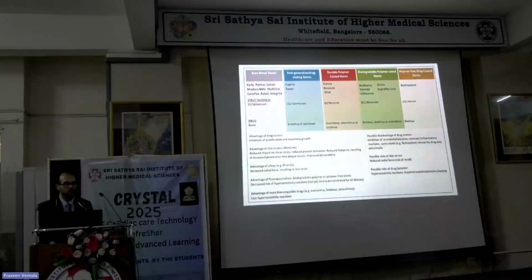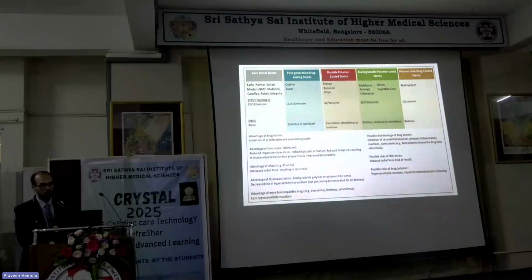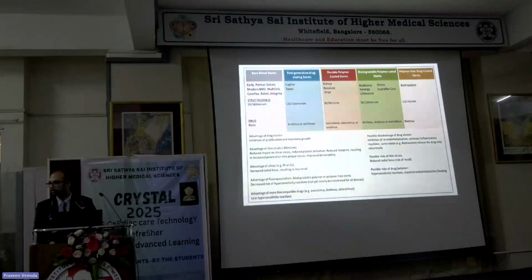So most of the problems in stents have been linked to this polymer, which remains inside the heart. As he said, biodegradable means it stays there, and then after 6 months it vanishes. Only the stent remains. There's nothing between the stent and the vessel wall. So they have been seen to be less traumatic and less inflammatory in the longer run.